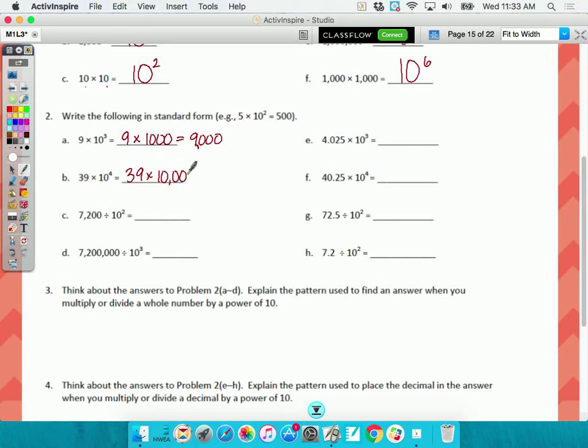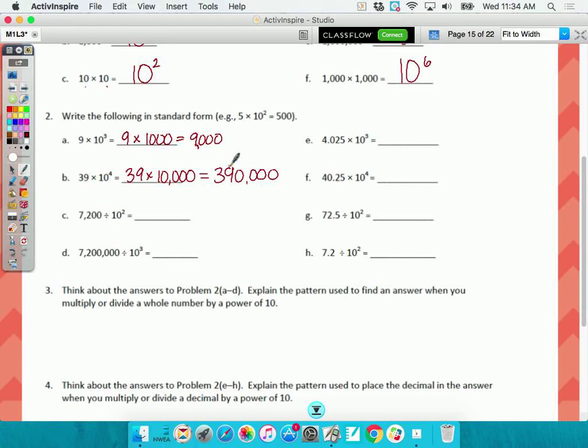Good. Now, the one class said, oh, this is 39,000. And I said, oh, are you sure? Double check that. Okay, Robert, what do you think it is? How many zeros will I add to the 39? 4. How do you say that number? 390,000. So this is kind of a trick. Don't fall for those tricks, okay?